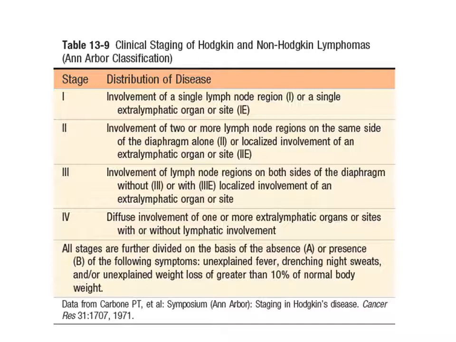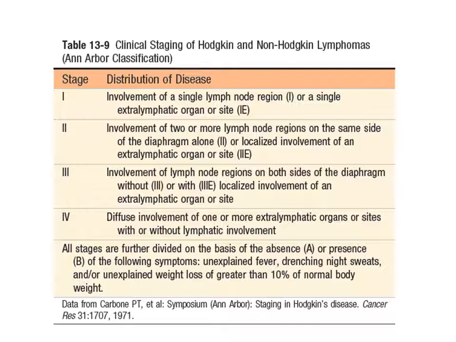In stage 2, there is involvement of 2 or more lymph node regions on the same side of the diaphragm. If this is alone, this is stage 2. Or if there is localized involvement of an extra lymphatic organ or site also, this is stage 2E.